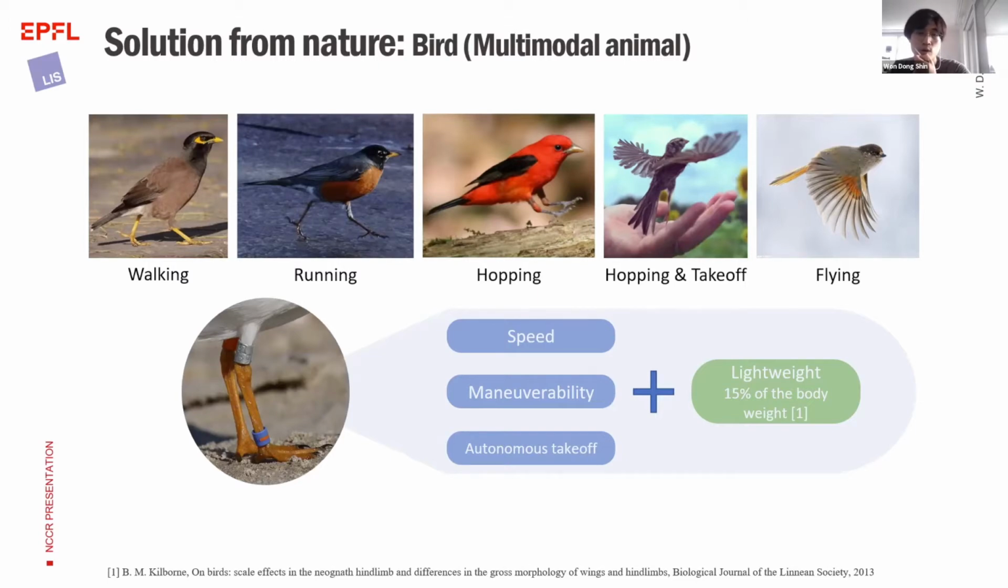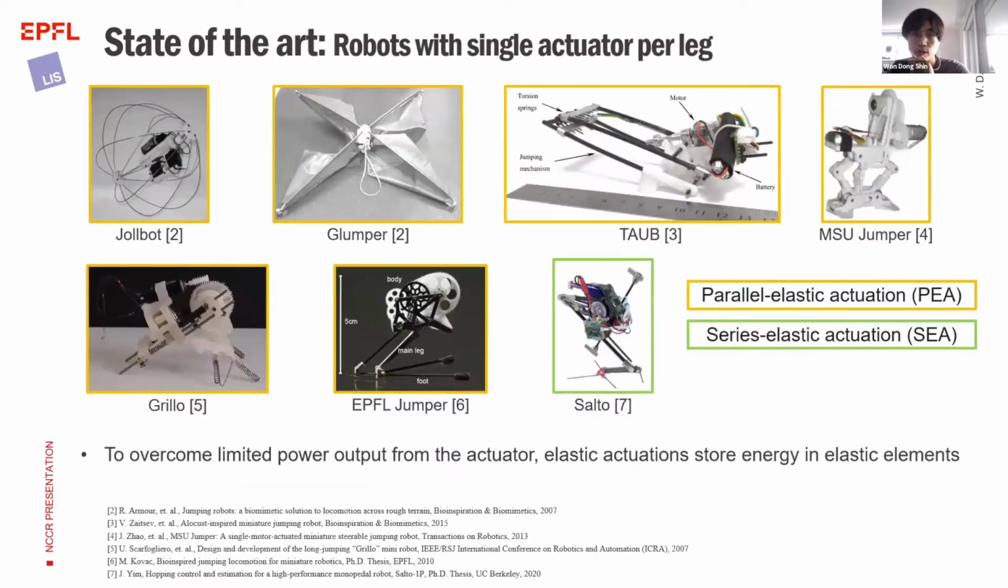So our first objective is to find a lightweight leg design that can provide walking, running, and hopping. The light weight is quite important because this is flying. We're going to build a flying machine, and the weight is quite critical. So we look at designs which have a single actuator per leg in order to reduce the weight.